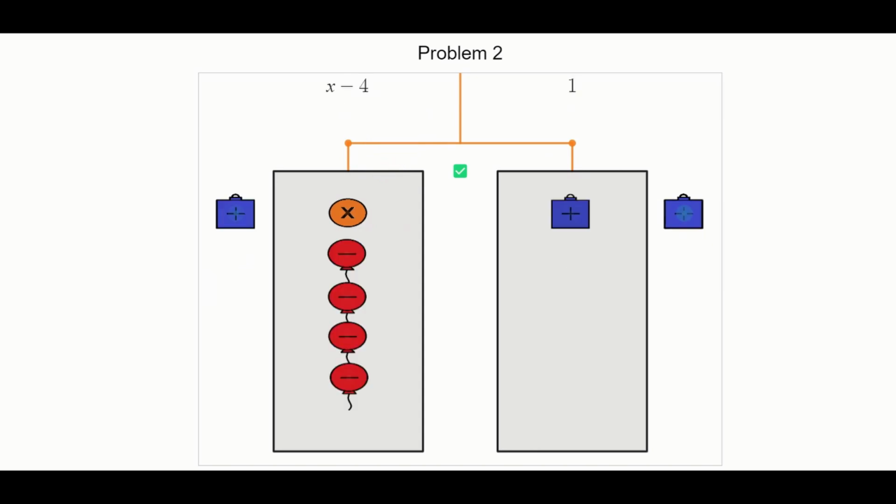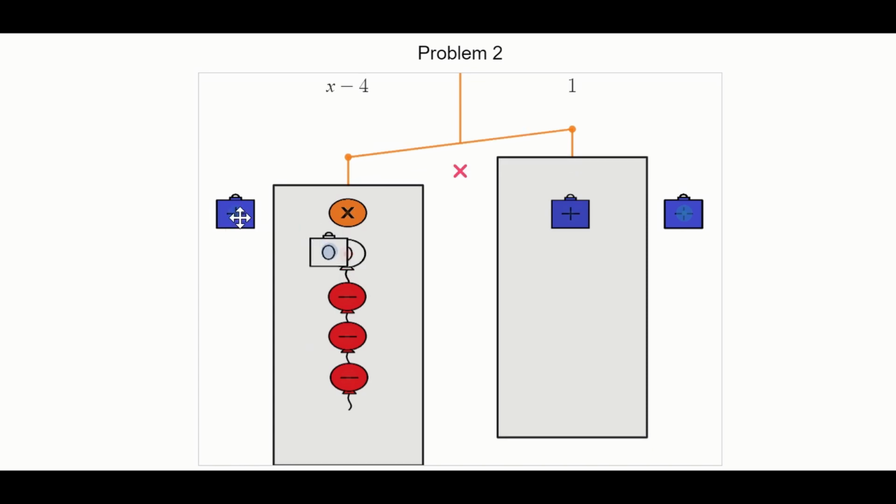Problem 2. X minus 4 equals 1. On the left side, we have our x tile with 4 balloons, and on the other side, we have 1 weight. In order to get x by itself, I want to cancel out all of these balloons. So to cancel out 4 negatives, I'm going to add 4 weights to the side. That's equivalent to adding plus 4 to this side, leaving me with just x.